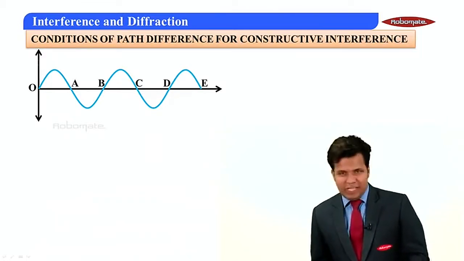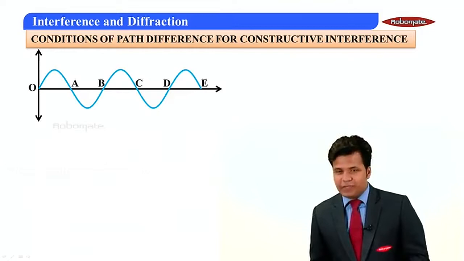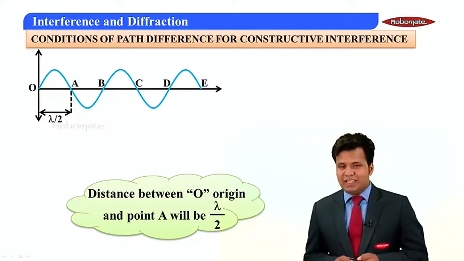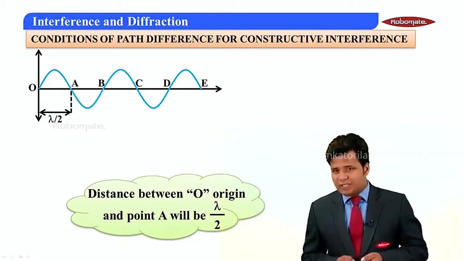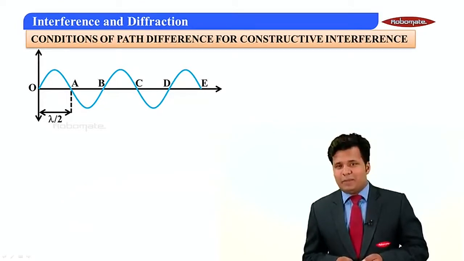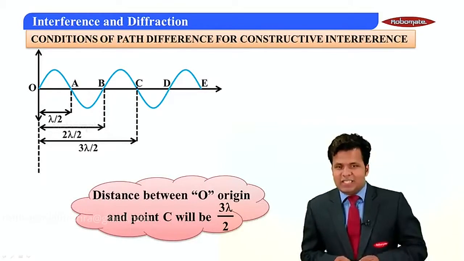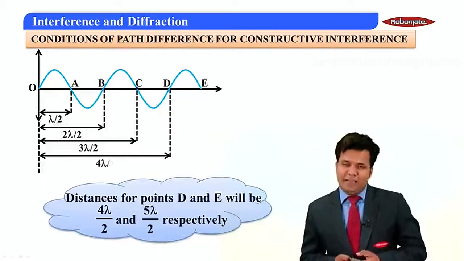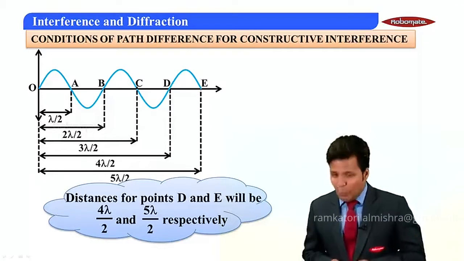O to B is forming a wave which is going to have wavelength lambda, and A, being the mid part of it, would have distance from origin as lambda by 2. B being double of that, you can see crest and trough have equal width, so it would be lambda by 2 plus lambda by 2, 2 lambda by 2. C would be triple of it, so it would be 3 lambda by 2, D would be 4 lambda by 2, and E would be 5 lambda by 2. So these are nothing but the path differences of these points with respect to O.